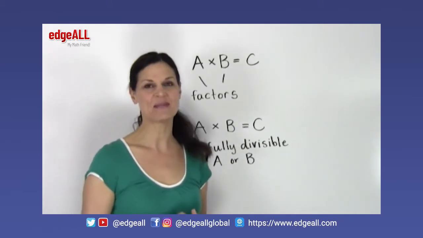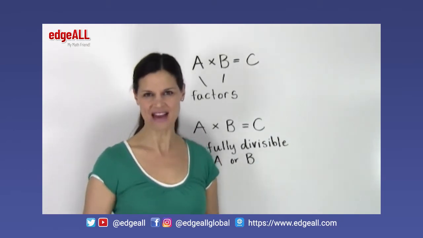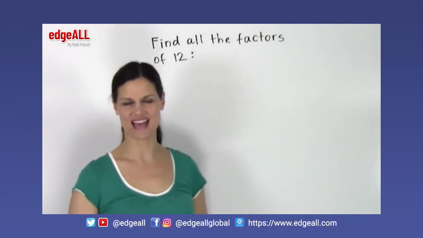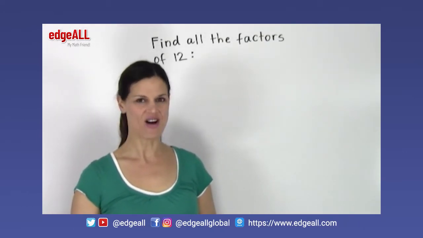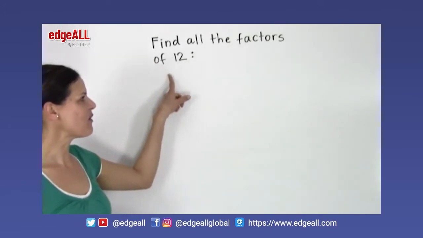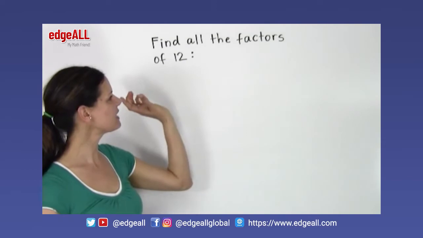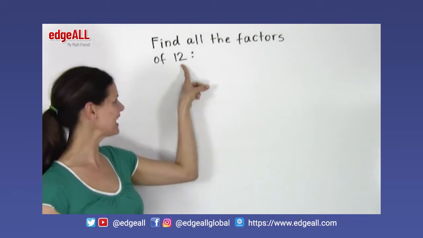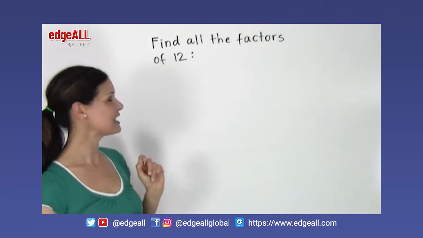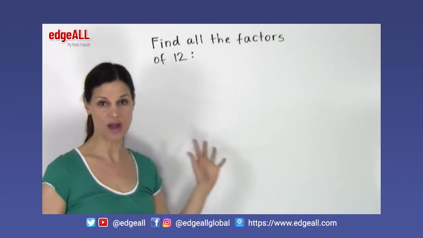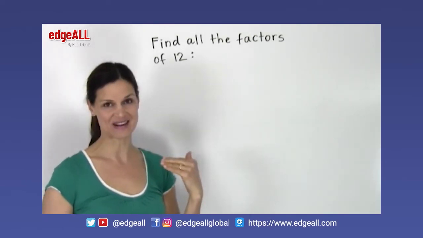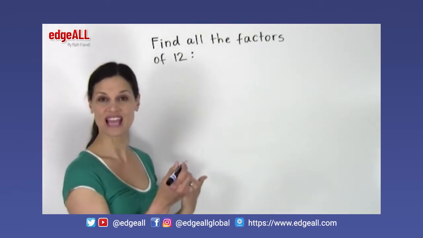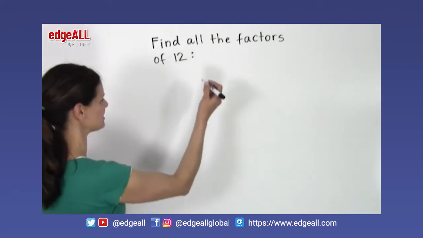Let's take a look at a couple of examples to help us understand factors better. Our example tells us to find all the factors of 12. Finding all the factors of 12 means that we want to find all the numbers that can be multiplied by another whole number to give us the product of 12. Keep in mind that all the factors of 12 are going to be less than or equal to 12. So let's take this one number at a time, looking at all the numbers less than or equal to 12.